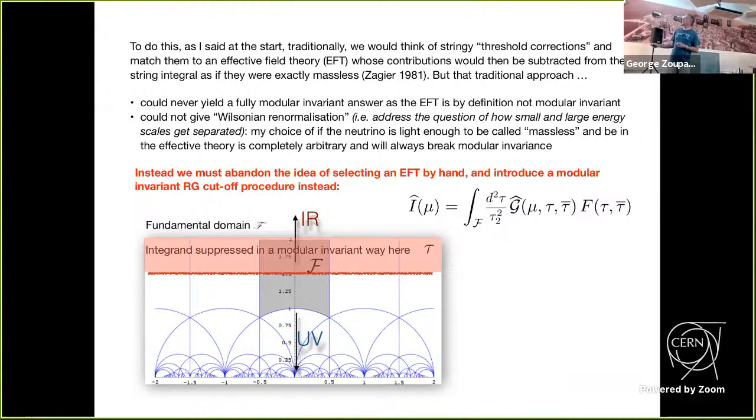What I can do instead is I can take an integral, so this is just a generic integral, like the integral of some modular invariant function f, and I can insert a regulator g hat. And what this regulator does, it crushes everything below a certain scale mu. And so that is a way to introduce an energy scale into my integral. And so that's how we're going to introduce a renormalization scale. So you can see what properties this g hat should have if it's going to be consistent.